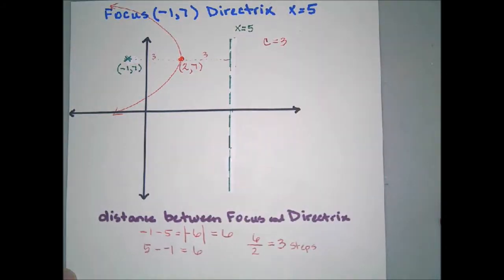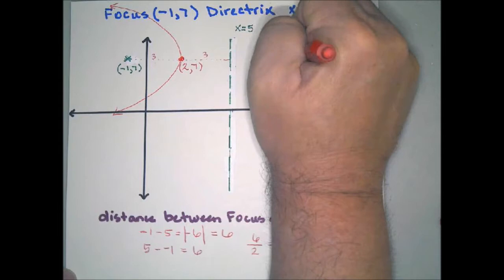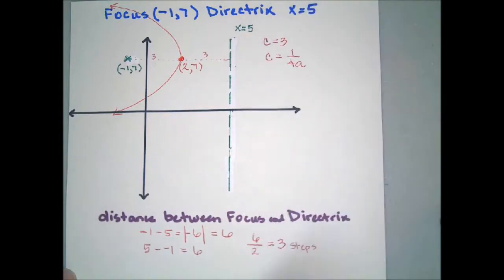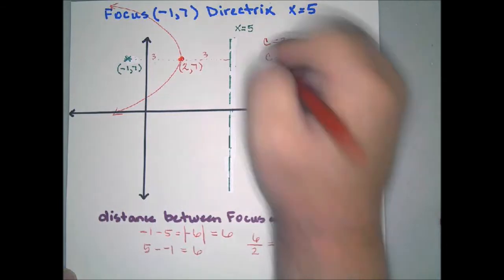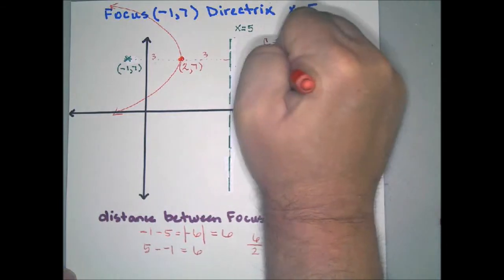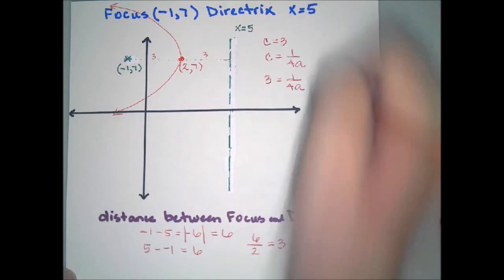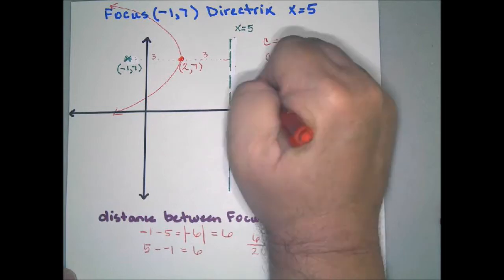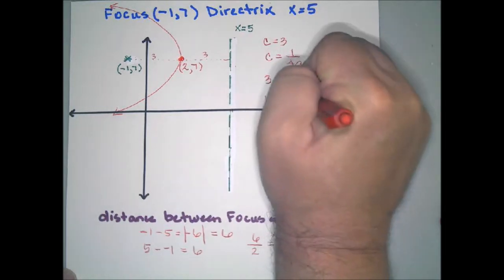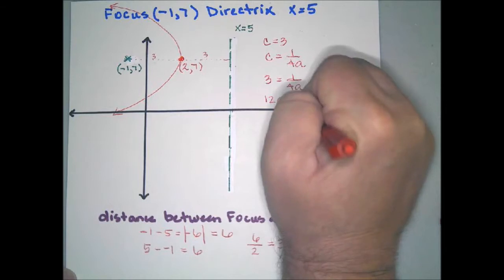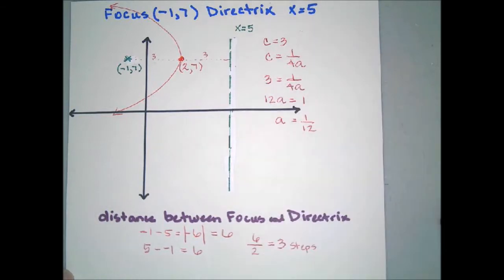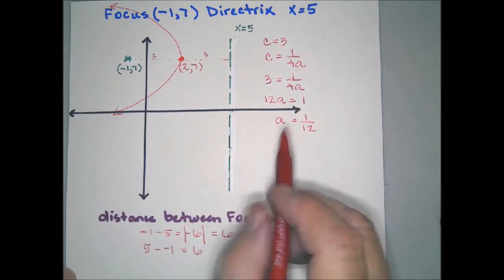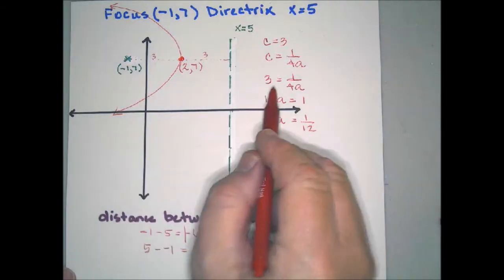We also know that relationship that we've been using a lot, C equals 1 over 4A. So if I substitute, I've got 3 equals 1 over 4A. Now if I cross multiply, that means 12A equals 1. So A equals 1 over 12. Now put all that information together, and that's going to give you the equation of this parabola.